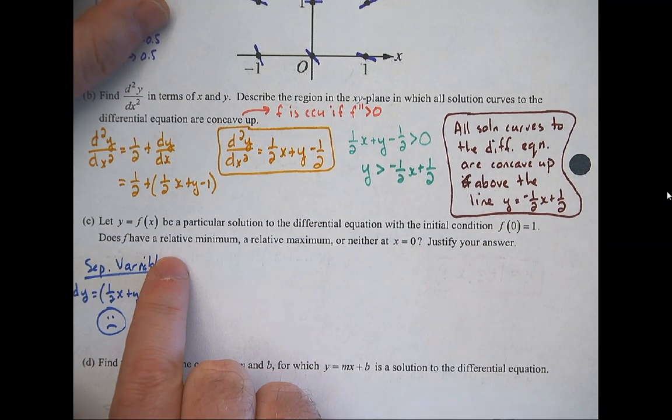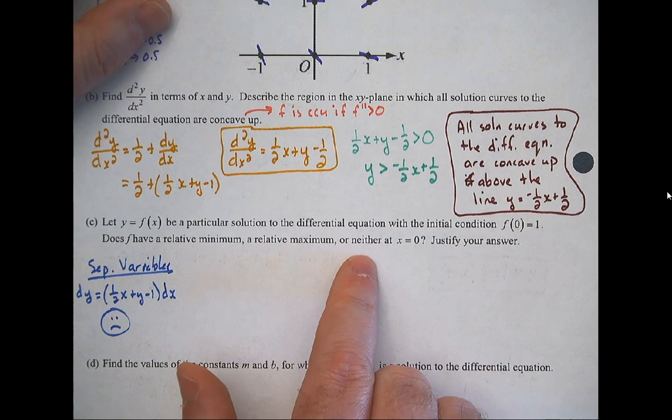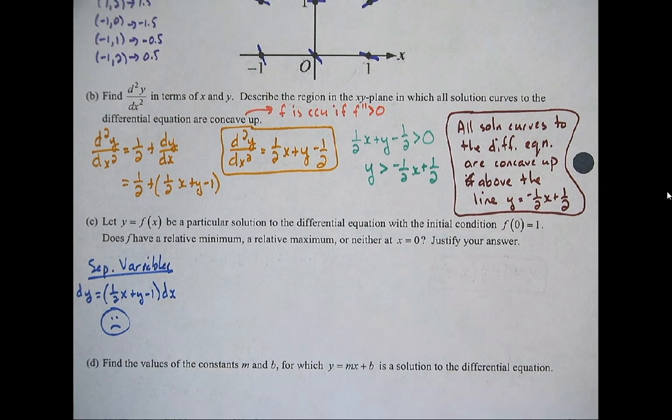Does f of x have a relative min, a relative max, or neither at 0? So what do we know about where relative mins or maxes occur? So go back in the old time machine.